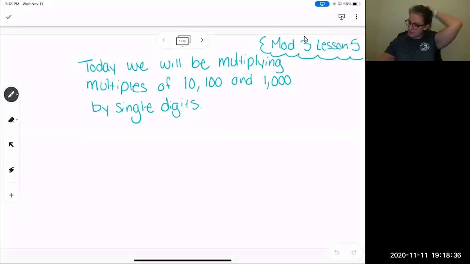Okay, and so the objective for this lesson is today we will be multiplying multiples of 10, 100, and 1000 by single digit numbers. Okay, so we are gonna be looking first at some review words that will be important for our lesson, and make sure that you're paying very close attention to the strategies that we're using for this lesson, because you are going to be expected to use those strategies doing your independent work today.